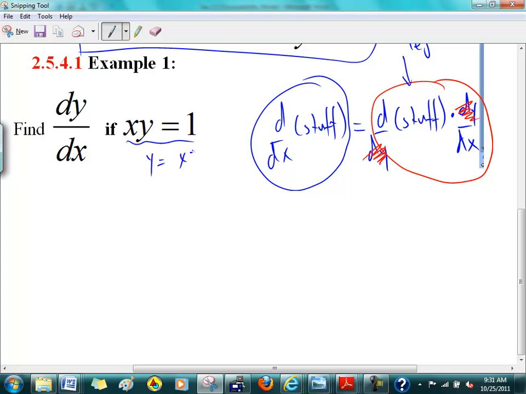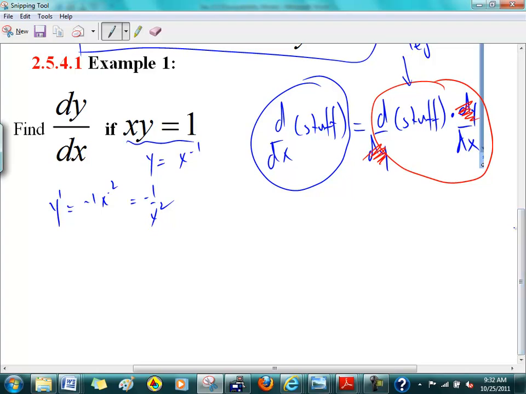Would you be okay if I wrote it like this? Does everybody see why I like to write it like that? Because then I can use the power rule. So what do I get if I differentiate this? Which is the same thing as negative 1 over x squared. This was the old-fashioned way. No, I'm not using the implicit rule. I rewrote this equation into an explicit form and then I differentiated it.